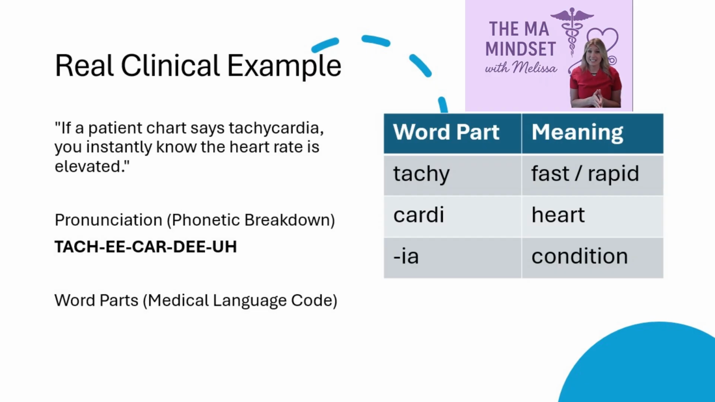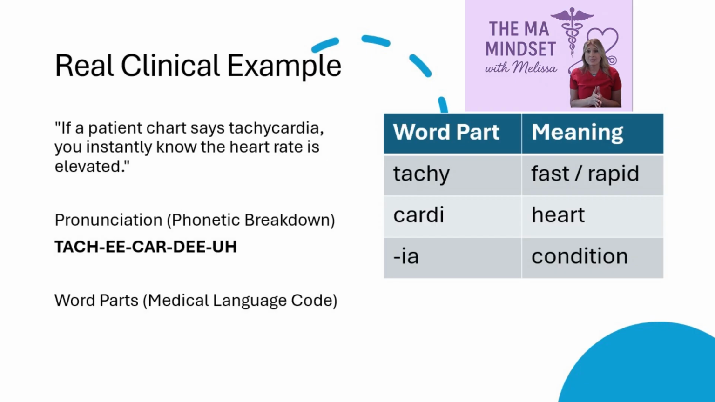First, we have tachy, which means fast or rapid. This is the prefix portion of the word. Next is cardi, which refers to the heart. This is the root word. And finally, we have ia, which simply means a condition. So when we combine these three parts, tachycardia literally means a condition of fast heart rate.